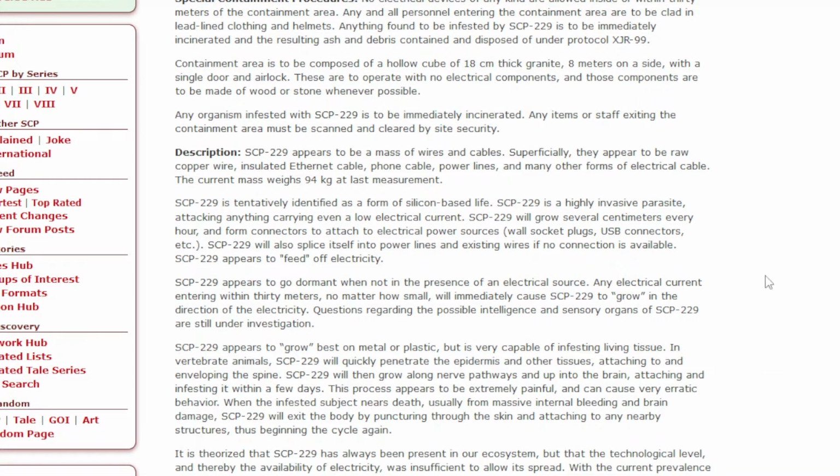Okay, so what is this? No electrical devices of any kind are allowed inside or within 30 meters of the containment area. Any and all personnel entering the containment area are to be clad in lead-lined clothes and helmets. Anything found to be infested by SCP-229 is to be immediately incinerated, and the resulting ash and debris contained and disposed within Protocol XJR-99.